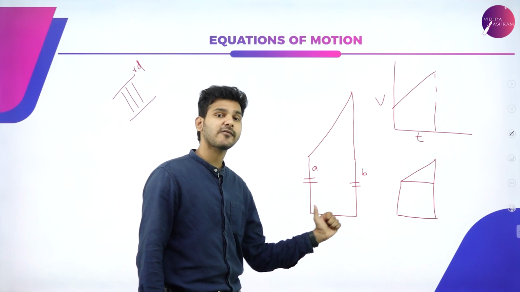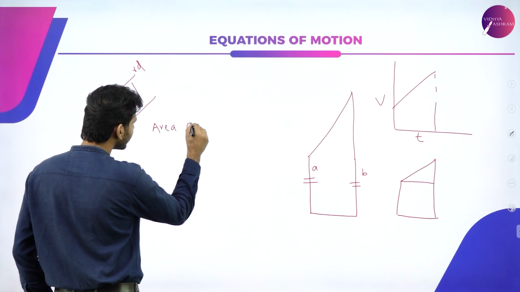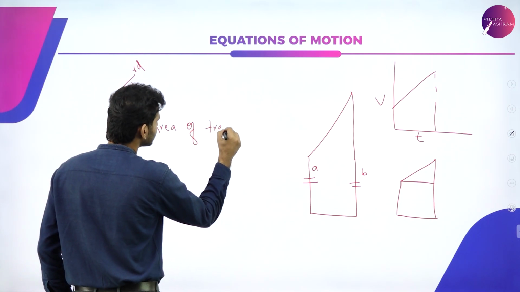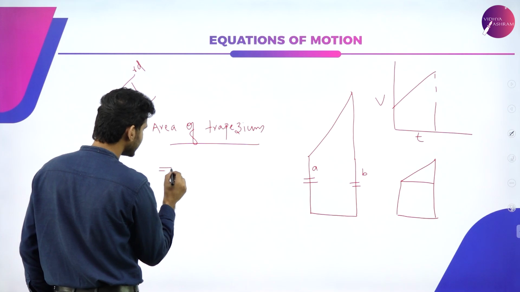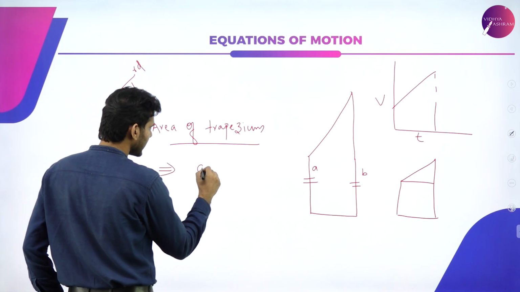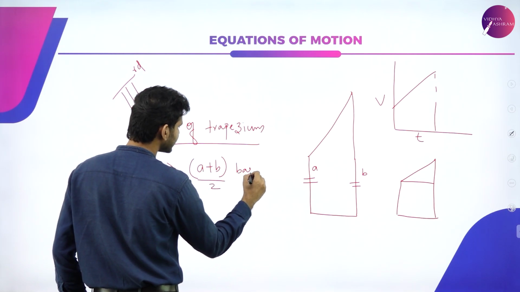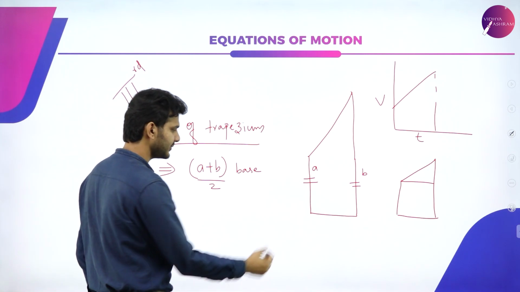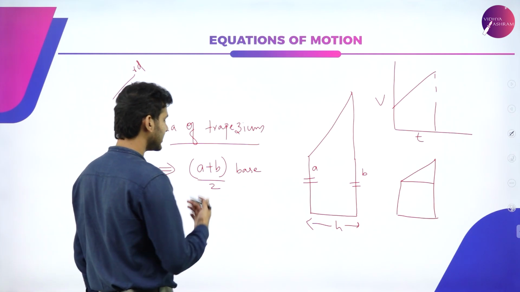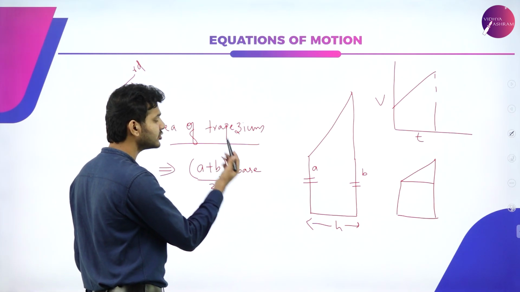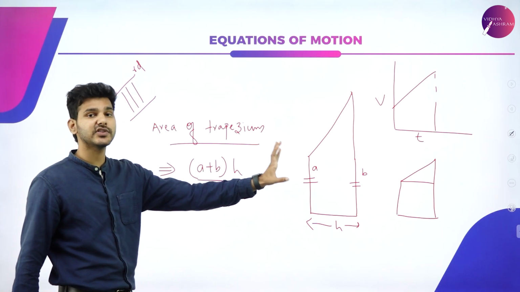And the equation to find out the area of the trapezoid is, area of, let's say, trapezium. So, area of trapezium is actually given by the equation (A plus B) divided by 2 into its base. This is the base, let's say this is H. It can be anything. Then I can write it is (A plus B) divided by 2 into H. That will give you the area of that particular trapezium.